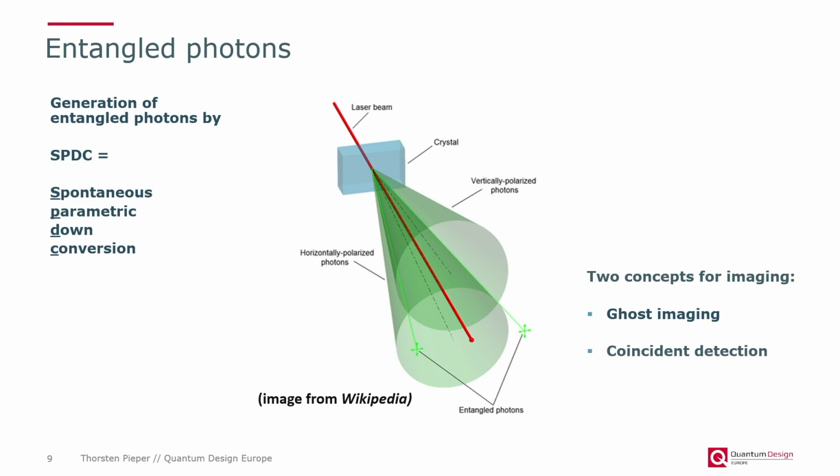What you see here are two cones of light with different polarizations. And at the intersection of these cones, you can find two entangled photons with different complementary polarization. They are either horizontally or vertically polarized. And these entangled photons can be used in two different concepts of imaging. I call the first one ghost imaging and the second one coincident detection.